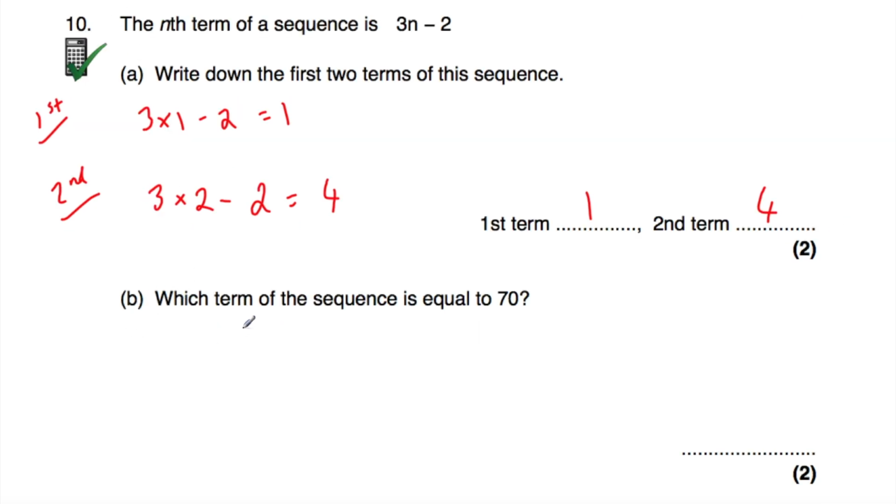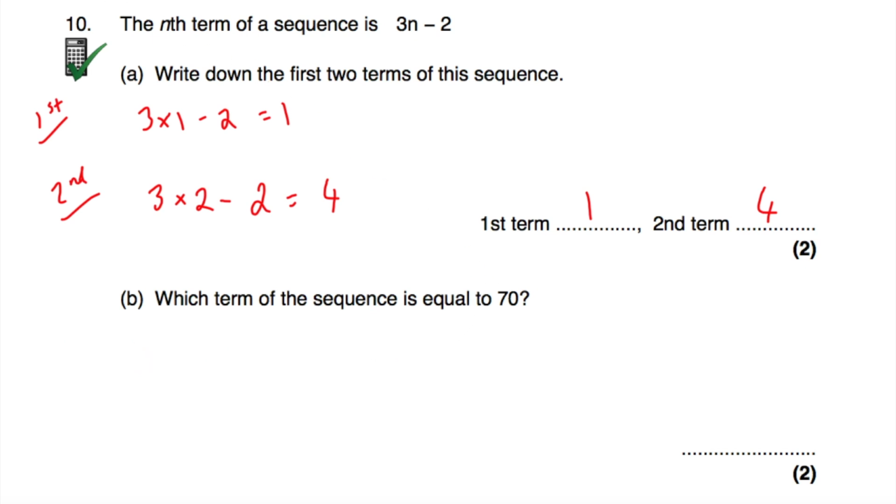So part B says which term of the sequence is equal to 70? So we could carry on the sequence. We could do 1, 4, and then we know it's getting bigger by 3 each time. So it's then going to be 7, 10, 13, and so on. Just add 3 each time, and we could carry on until we get to 70, but that's quite time consuming. That's not the approach that I would use.